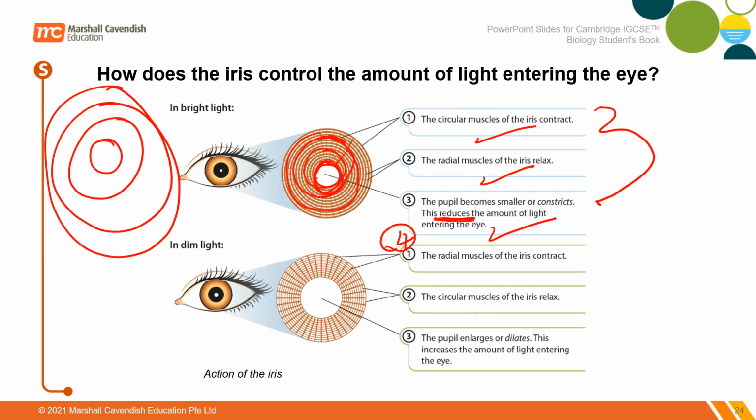Okay? In dim light, we need to increase the amount of light. So I won't say "to protect" here. I will say: to allow more light to enter the eye in order to see. Okay? So I can answer this question even if it is a 4 mark question.